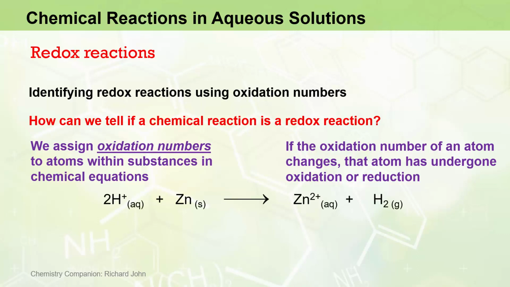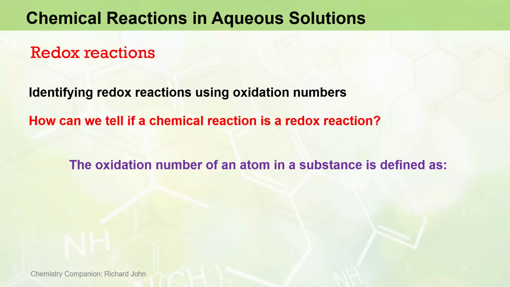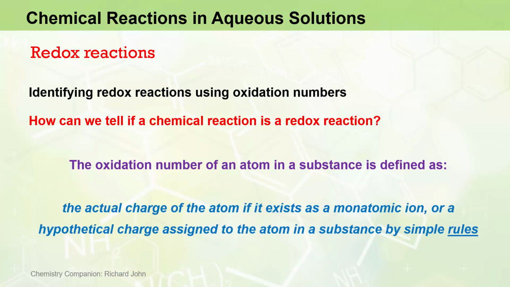So in the case of our acid plus zinc reaction, we have already noted a change in charge occurs for both the hydrogen and zinc atoms, with zinc atoms changing from 0 charge to a charge of +2, and hydrogen atoms changing from a charge of +1 to a charge of 0. It turns out that these numbers, these charges, refer to the oxidation state of an element, and the numbers themselves are referred to as oxidation numbers. The oxidation number of an atom in a substance is defined as the actual charge on an atom if it exists as a monatomic ion, or we assign a hypothetical charge to an atom in a substance by simple rules.